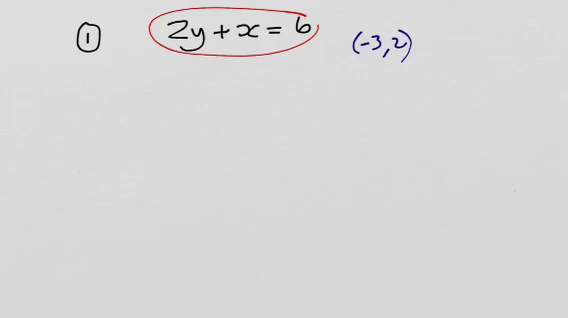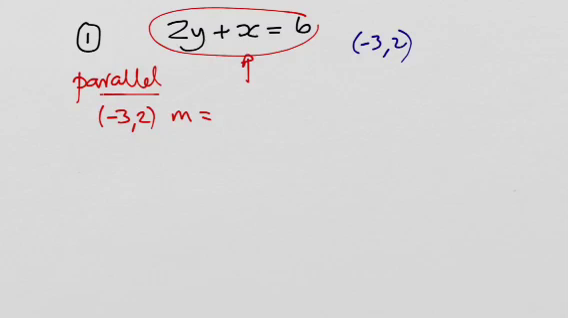Now we know that for every single straight line we need to know a point that it goes through and we need to know its gradient. So if we deal with the parallel ones first of all, yes, we know the point it goes through, the question tells us that. No, we don't know what the gradient is. However, we do know that it's parallel to this line.